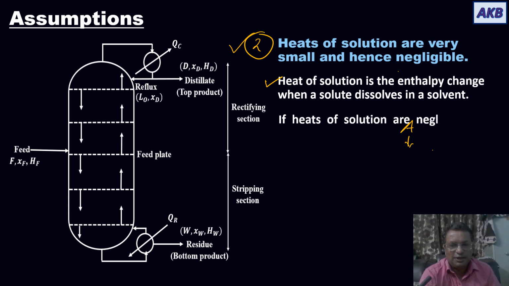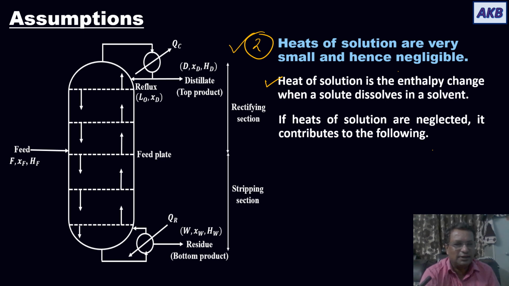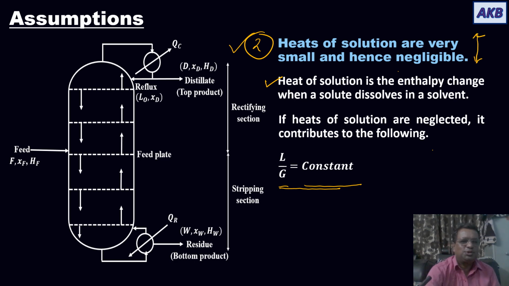And what is the implication, or what is the effect of this assumption? If heats of solution are neglected, it again contributes to this result. That means L by G is constant. L by G in each section of the column is constant. This fact is further strengthened with assumption number 2. Assumption number 2 is heats of solution are very small and hence they are negligible.